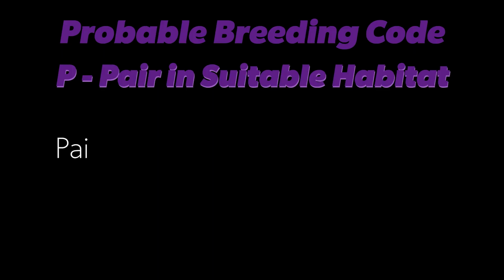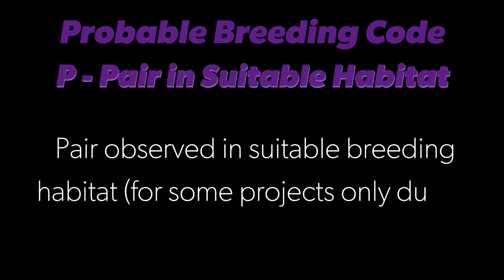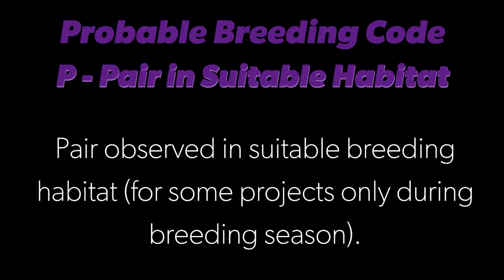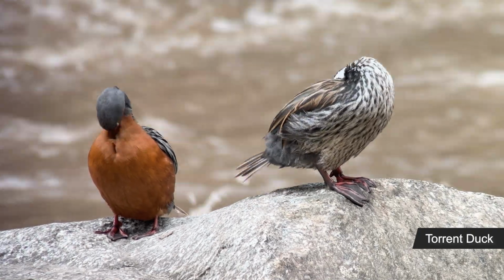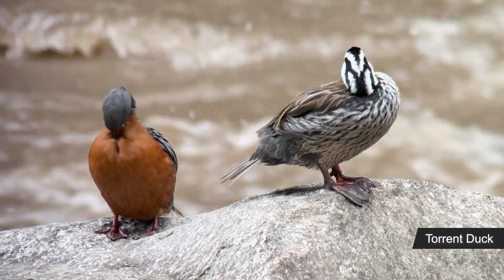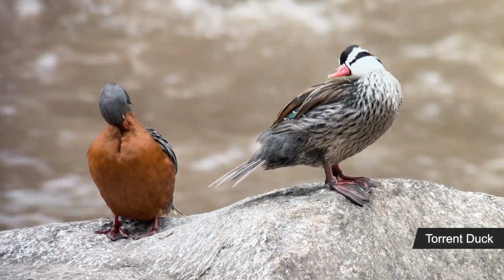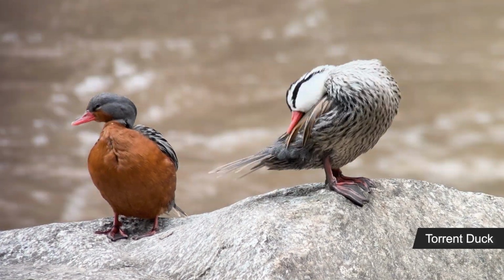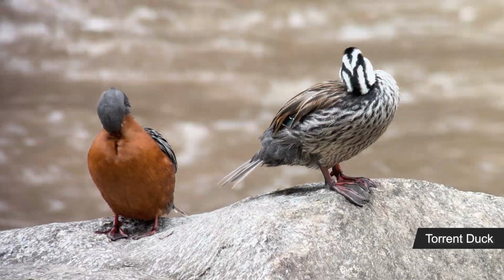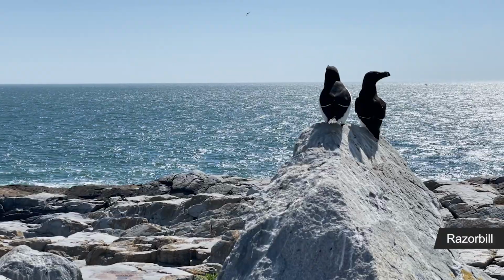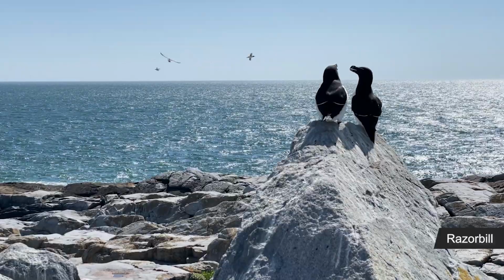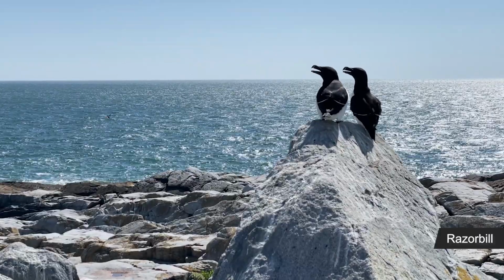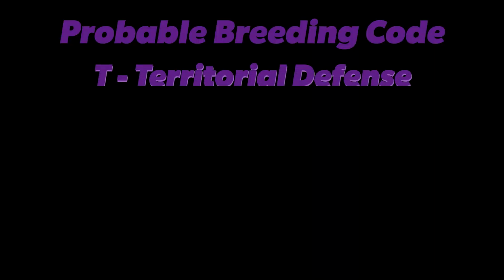One with less drama is P, pair in suitable habitat. This is another one that, as the description says, should be used within safe dates. This is mostly going to be used with sexually dimorphic species where you can easily tell males and females apart. Looking for some behavioral cue that they are a pair is important, like staying close or following each other around. Even in species where sexes are similar, you can still see males shadowing females as a sign you've got a pair.